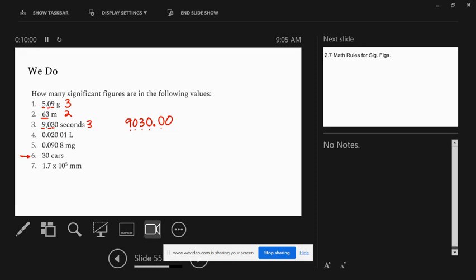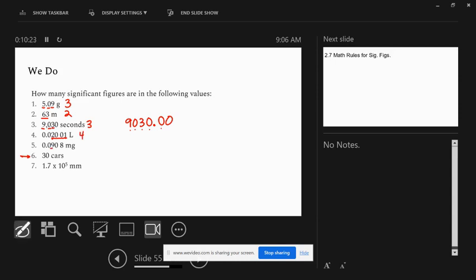All right, how about this? 2 and 1 we know are significant because they're not zeros. Are these zeros at the front significant? No. Never. What about these 2? Yep, they're sandwiched. So I have how many sig figs here? 4.